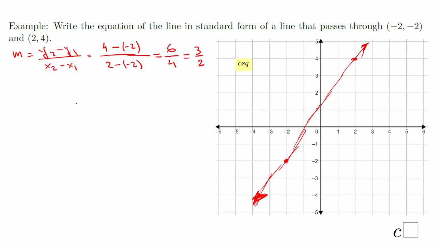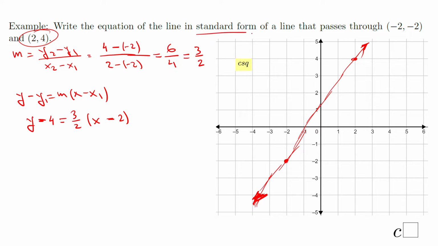Now I'm going to move to the second part, where I'm going to write the point-slope form, and I'm going to use the second point. Why do I use the second point? Because the coordinates are positive. However, you can use the first point without any problem. So I'm going to have y minus y1, y minus 4 equals m, 3 over 2, times x minus x1, x minus 2.